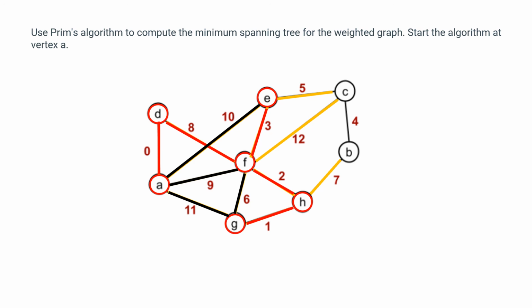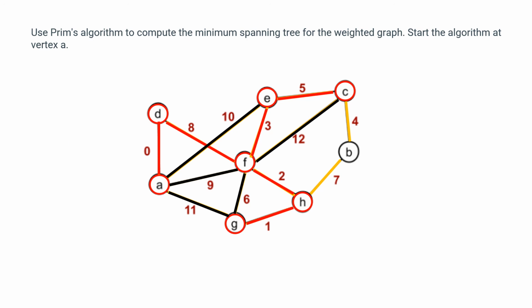Okay, now 5, 12, and 7. We'll choose the 5. And so I'll turn that red. Now, do I have any candidate edges to get rid of? Yes, the one coming out of C going into F. That's no longer a candidate edge because that would give us a cycle. So I'll get rid of that. But I do have the edge coming out of C going into B. That's a possibility. So I'll go ahead and turn that into a candidate edge.